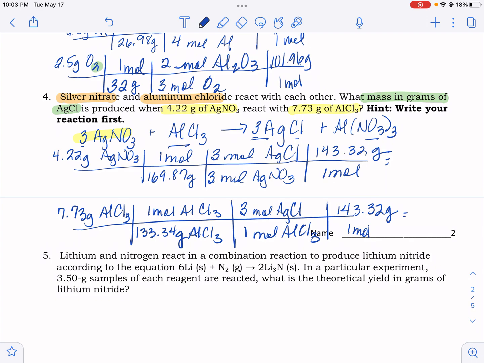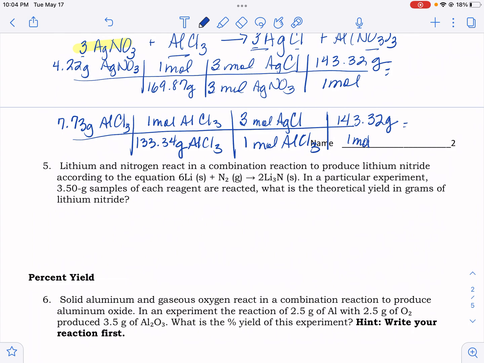Once again, you're going to find grams of silver chloride. The reactant that makes the lesser amount is the limiting reactant, and your answer for the maximum amount made is going to be whatever the smaller amount is.